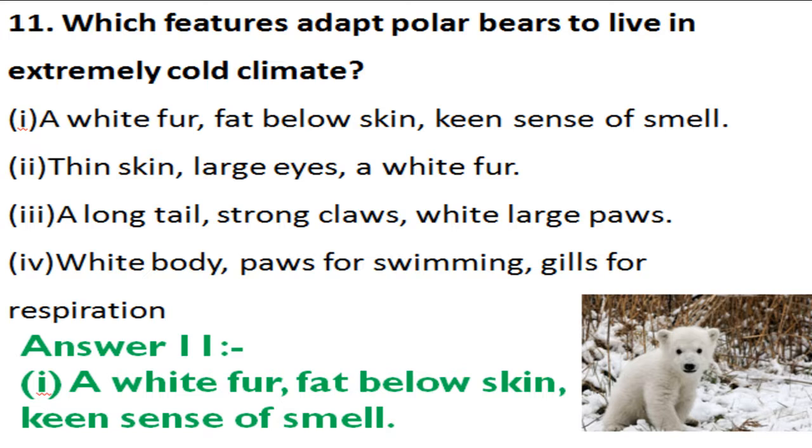Next question is question number 11. Which features adapt polar bears to live in extremely cold climate? First, a white fur, fat below skin, keen sense of smell. Second, thin skin, large eyes, a white fur. Third, a long tail, strong claws, large white paws. Fourth, white body, paws for swimming, gills for respiration. So the answer is first, a white fur, fat below skin and a keen sense of smell. These are the features that help the polar bear to live in extremely cold climate.